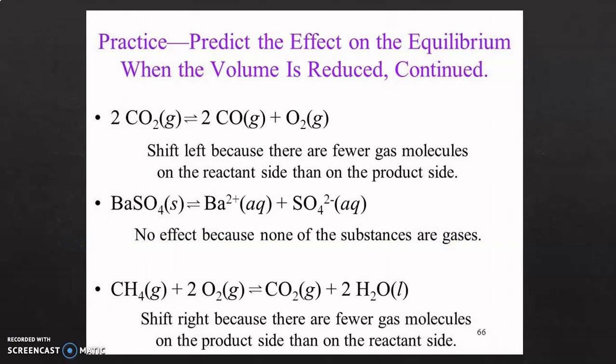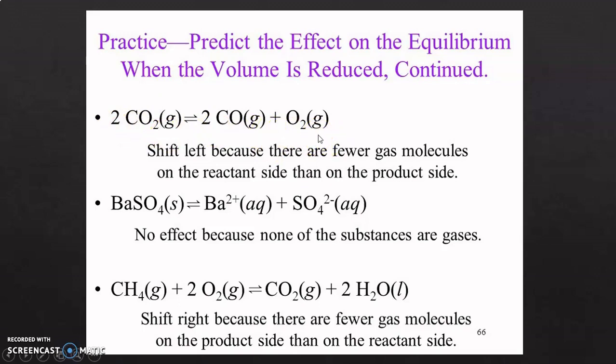You can look at these examples on how the position of equilibria can be affected by changes in pressure and thus changes in volume. Now, if you look at the first example there, we have 2 moles of gas on the left and 3 moles of gas on the right.